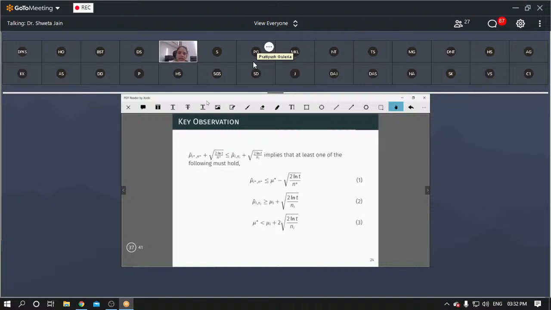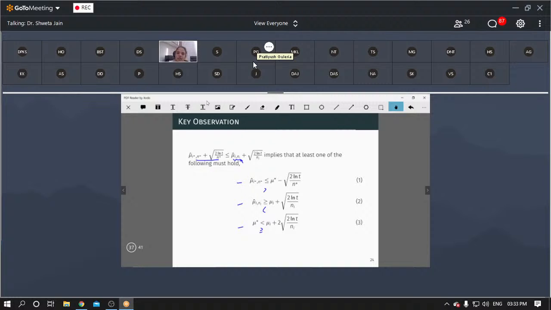You can see that, suppose for a particular arm I, this condition holds. That means the upper confidence of arm I is greater than or equal to this particular term. In this case, this is only possible when at least one of the following conditions holds true: either this, or this, or this. So you can actually prove that if none of these conditions holds true, that means this is strictly greater, this is strictly less, this is greater than or equal to, then this condition cannot happen. This will come from a direct contradiction. So at least one condition has to be satisfied.